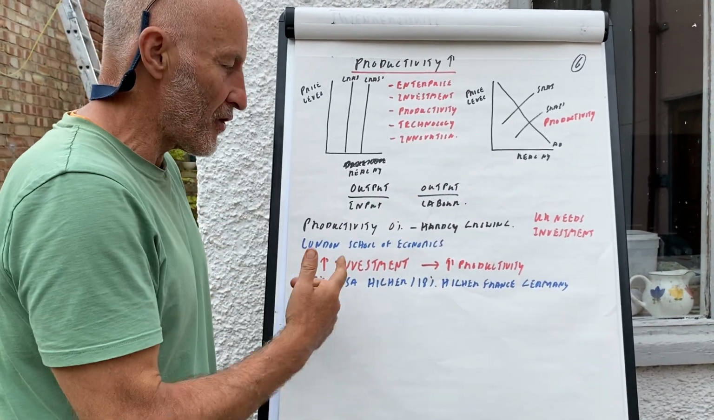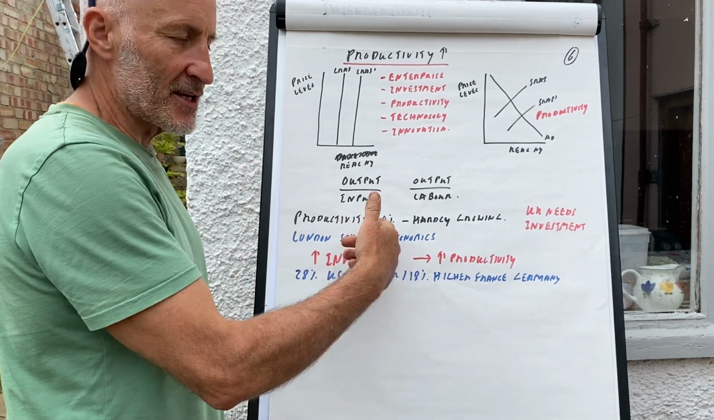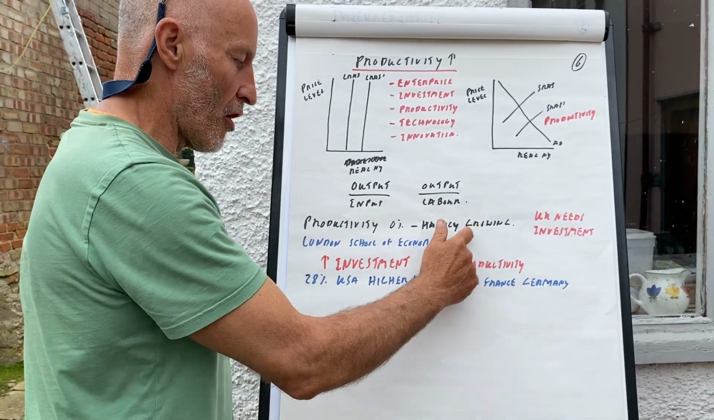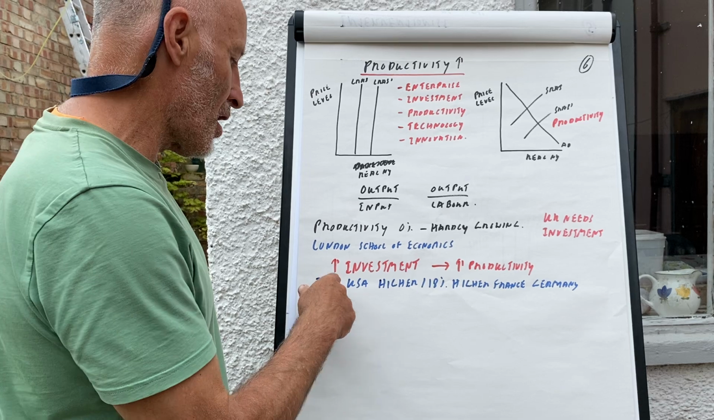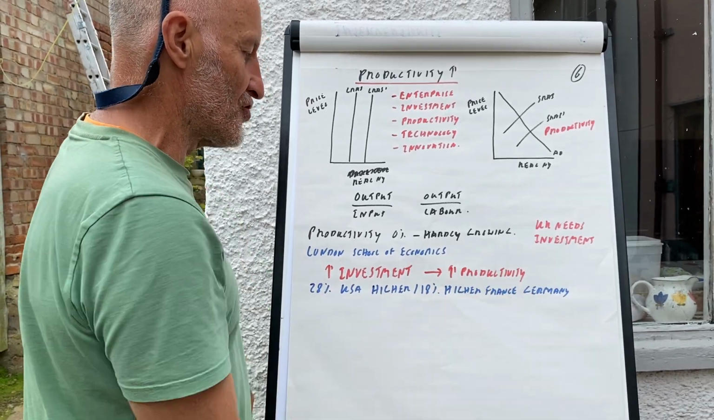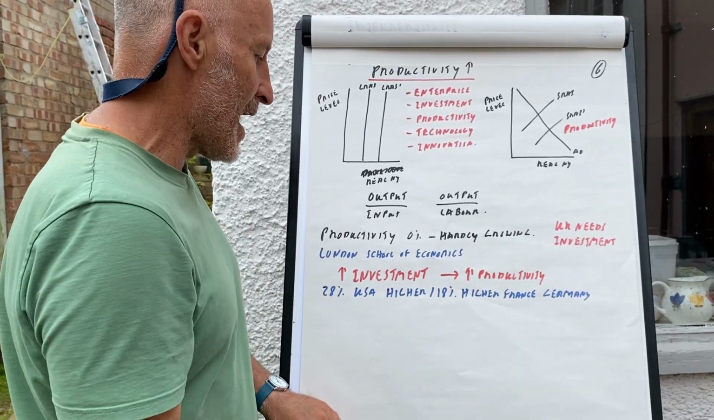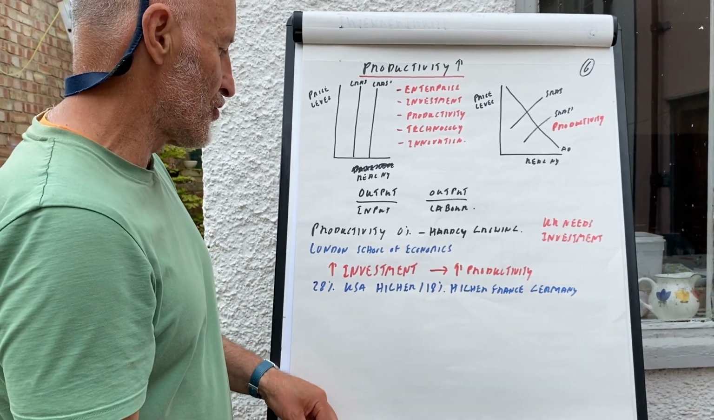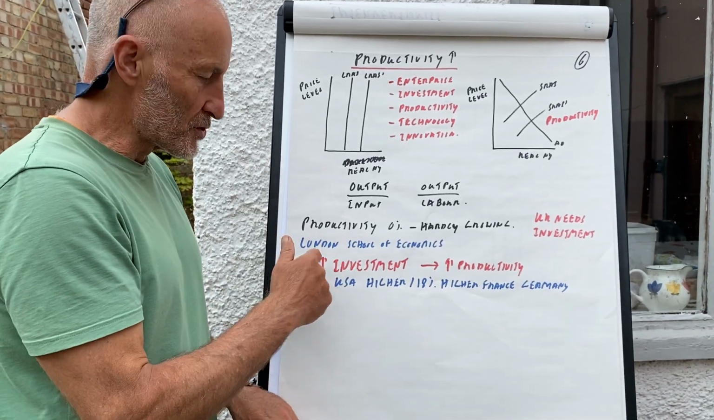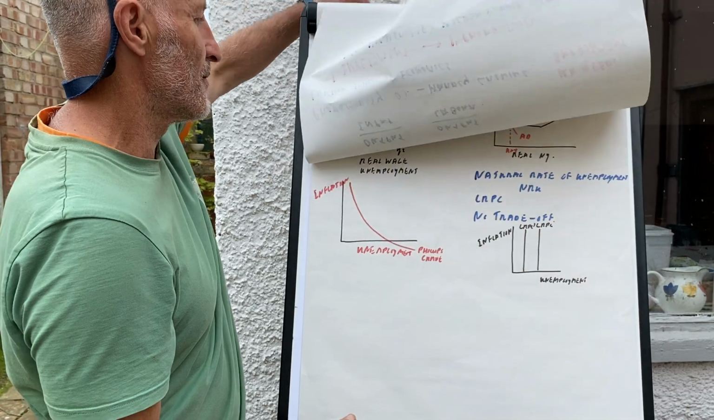Productivity is key for any economy, but we're really bad at it in the UK where it's hardly growing. We are 28% less than America, and we're 18% less than France and Germany. Good figures to quote in the exam. This is from the London School of Economics 2022, where the whole paper was based on we should increase investment.